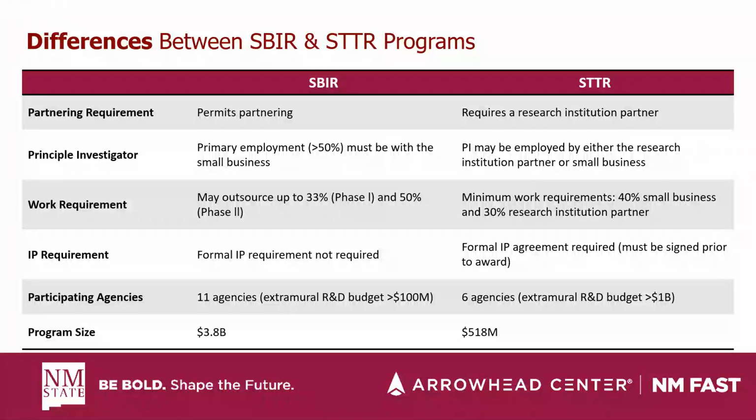Now this one is big, IP requirements. For SBIR, obviously it's not required if you're not working with a university or a research institution. For STTR, you need an agreement in place. It has to be signed prior to the award. And because of this, we always recommend, if you're remotely interested in STTR, to reach out to us ASAP so we can help facilitate those conversations, because it can take a while to get those agreements in place. Participating agencies for SBIR, there's 11, STTR 6, and then we already talked about the program size for each of those.